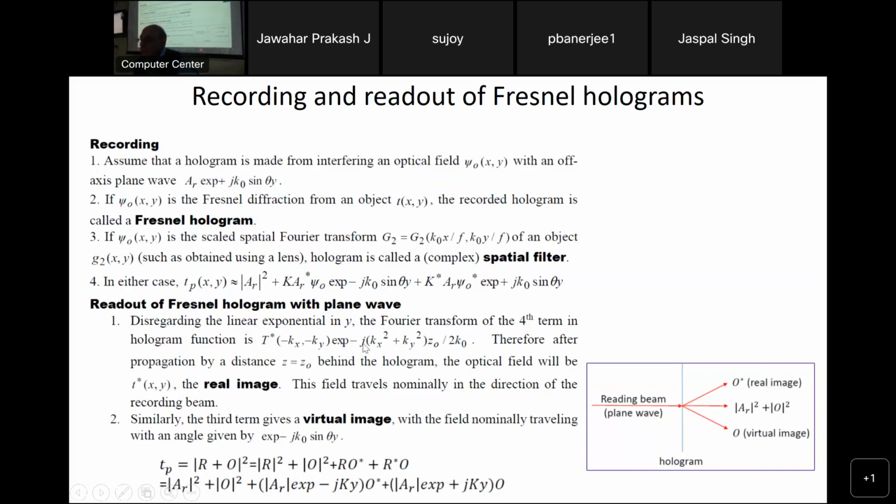So these two exponentials are going to cancel out, and what you'll be left with is the Fourier transform of your image, in this case the real image. The Fourier transform of the real image is capital T complex conjugate of minus kx, minus ky. And if you look up the inverse transform, it is T complex conjugate of x and y. So that's why it is the complex conjugate of the object, or the conjugate image. And you can do the same thing and figure out where the virtual image is coming from.